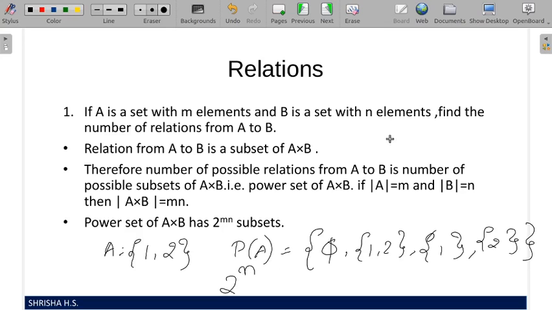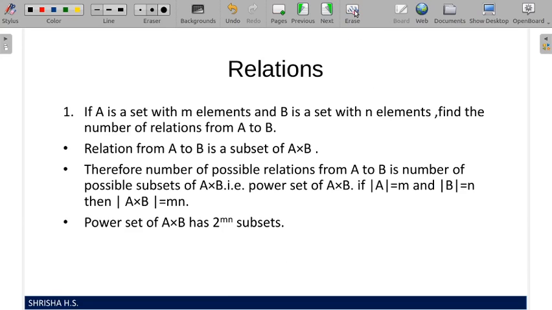What is a relation? A relation is a subset of the Cartesian product between A and B. So how many relations are there? However many subsets are possible for A cross B, that many relations are there. So how many subsets are there? That question leads us to calculating.